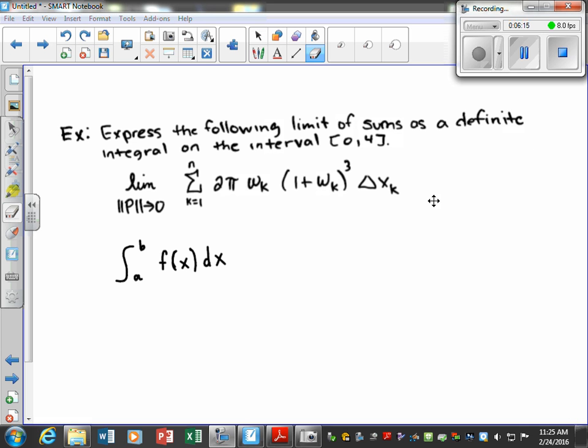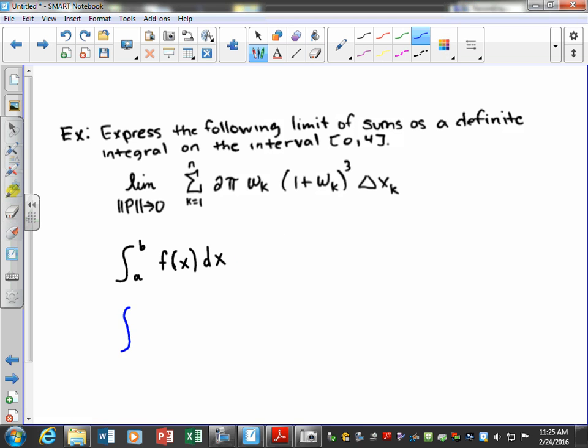Okay, so my reminder is that I want to write it into this format, and the first thing I'm going to do is start with my lower and upper limits. It told me on the interval from 0 to 4, so a is 0, b is 4. Our f is just 2 pi from the previous, and our w sub k is going to be our x. Okay, so if w sub k is our x, we also have 1 plus w sub k. So what do I put in place of w sub k here?